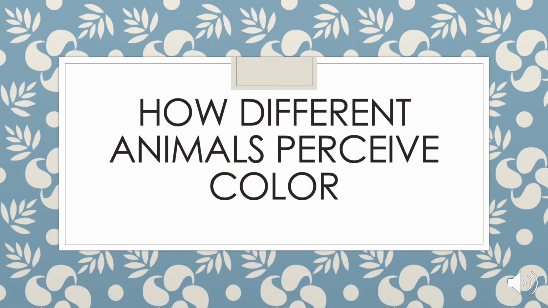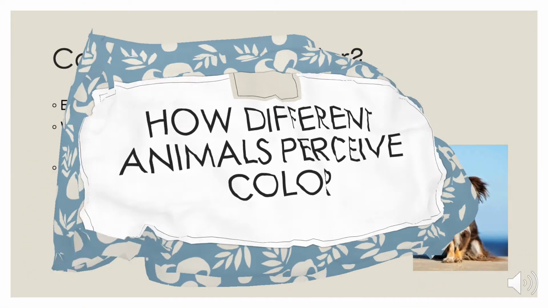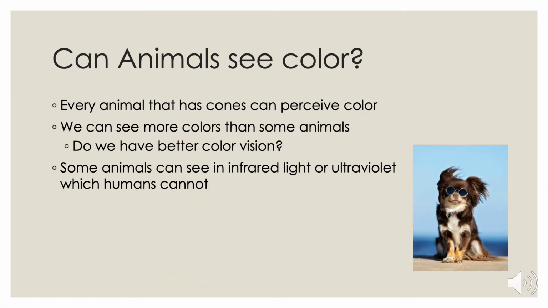How different animals perceive color. Can animals see color? Every animal that has cones can perceive color. We can see more colors than some animals. Do we have better color vision? Compared to some animals like our pet dogs or cats, we have better color vision.